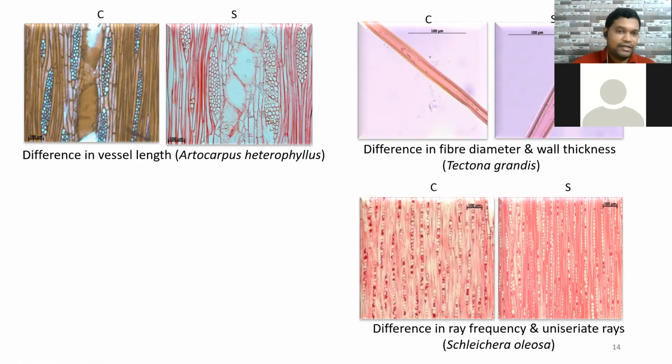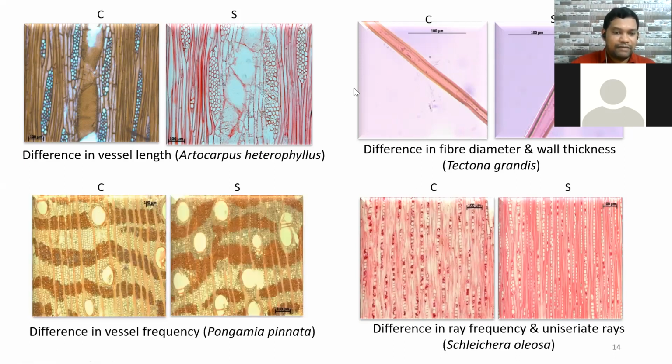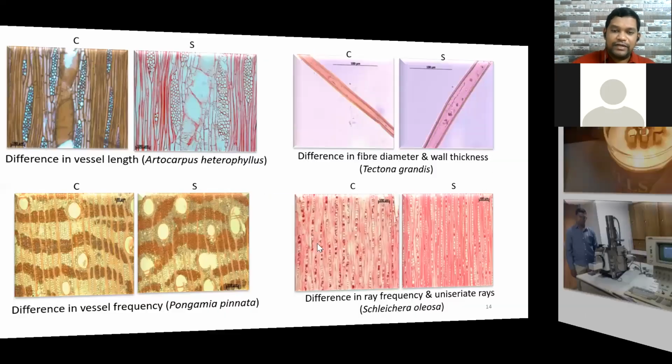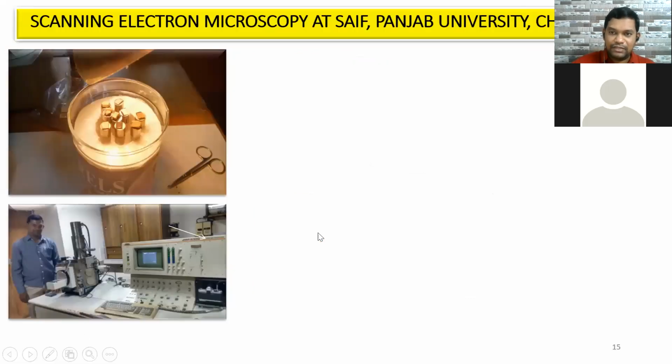And this is reflected in the control and the stress samples. Similarly, in case of Pongamia pinnata, there is a difference in the vessel frequency which is quite apparent. So like this, there are 22 species for which I have carried out the analysis and I have tabulated, which I will show soon. And because during the course of the analysis, there were some qualitative features of the wood as well.